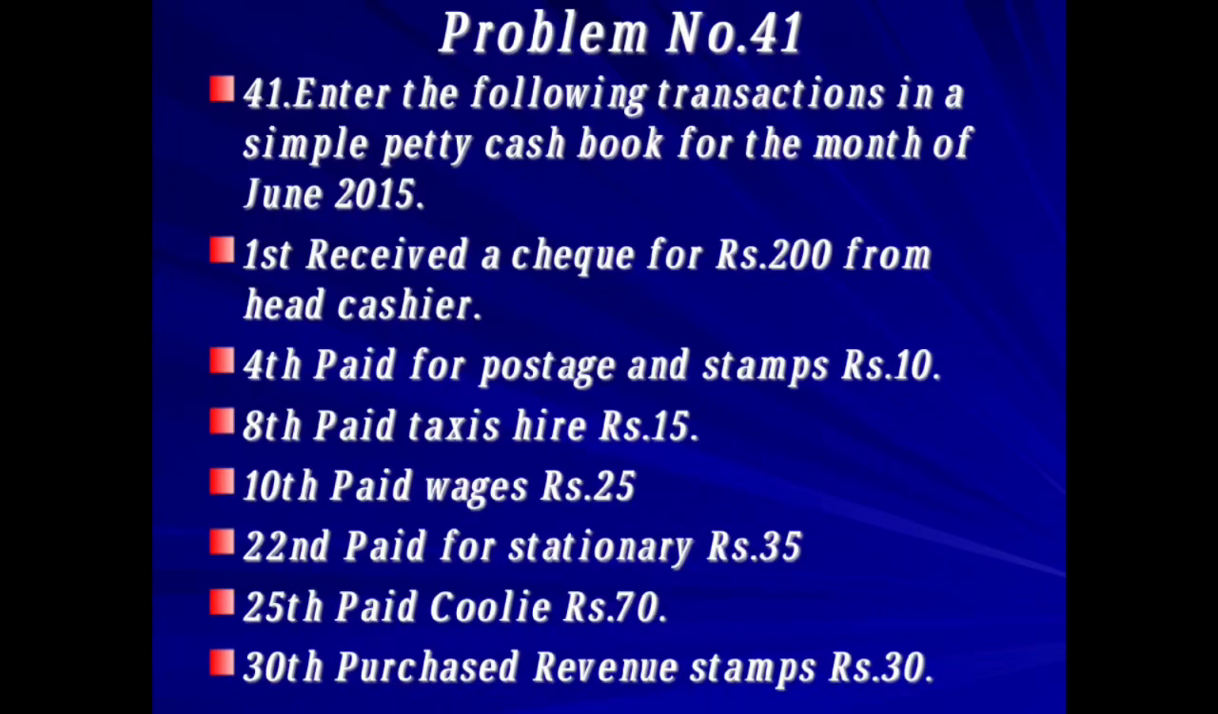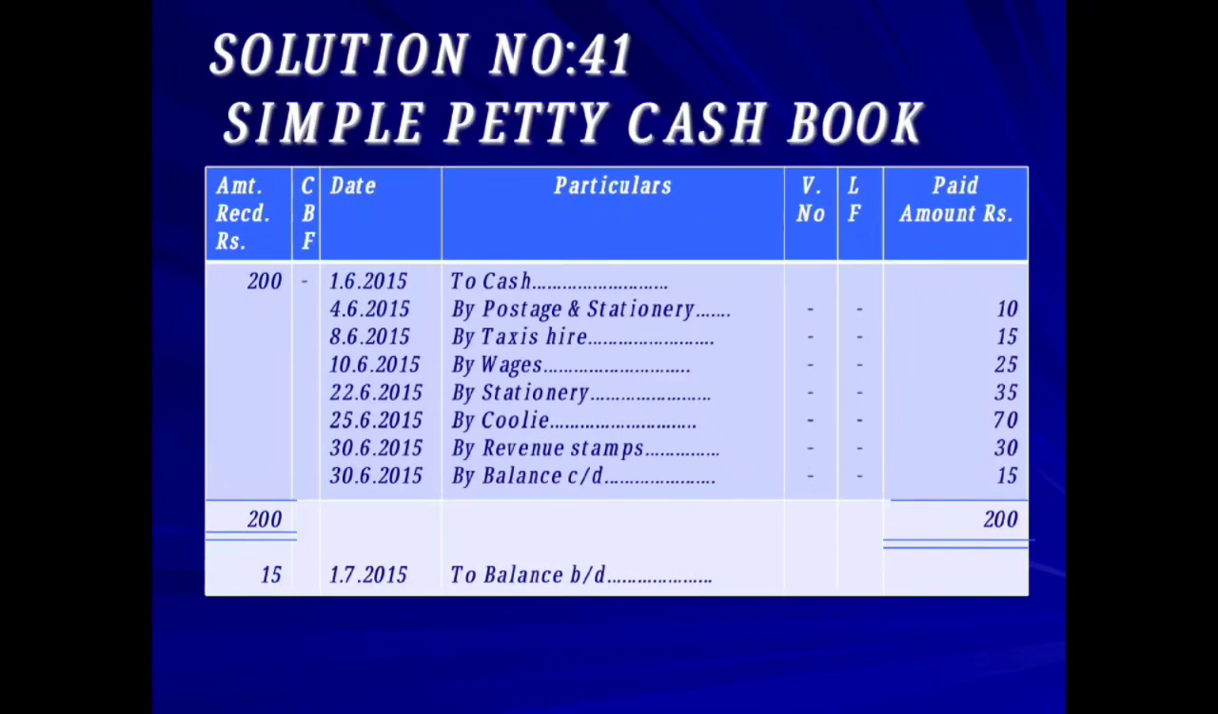We have purchased the revenue stamp here. So on 30/6/2015, by revenue stamp rupees 30. If you observe here, whenever you receive the cash, we have written "to cash". So all the payments we are having, we have to record "by". Keep it in mind.